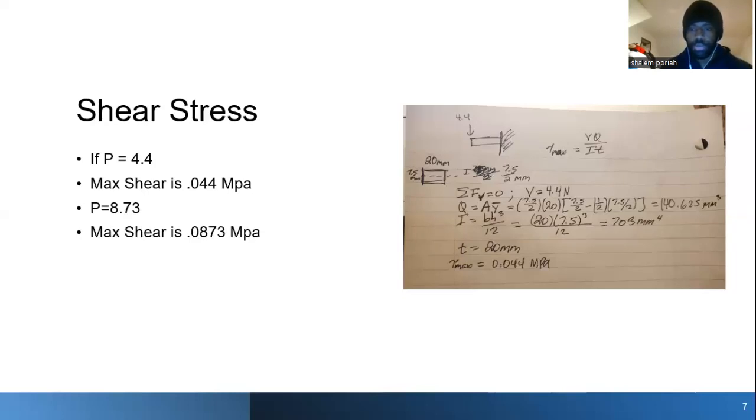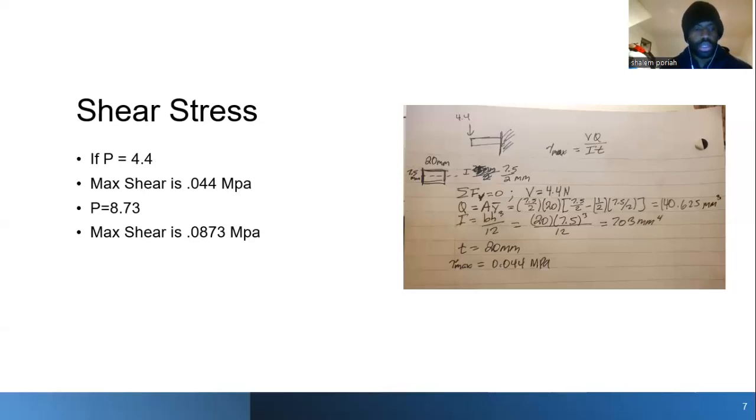Then we do our moment of inertia. We do 20 times 7.5 cubed divided by 12, and we get 703 millimeters to the fourth power. T is just the thickness, which is 20 millimeters. Once you put it into the tau max equation, we get the max shear equal to 0.044 megapascals. But as I repeat again, we have to do it for P equal to 8.73 newtons. Once you run it back, you get that the max shear is actually 0.0873 megapascals.